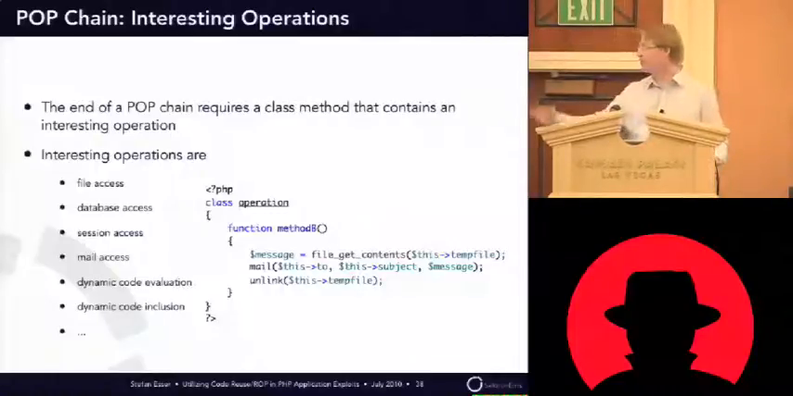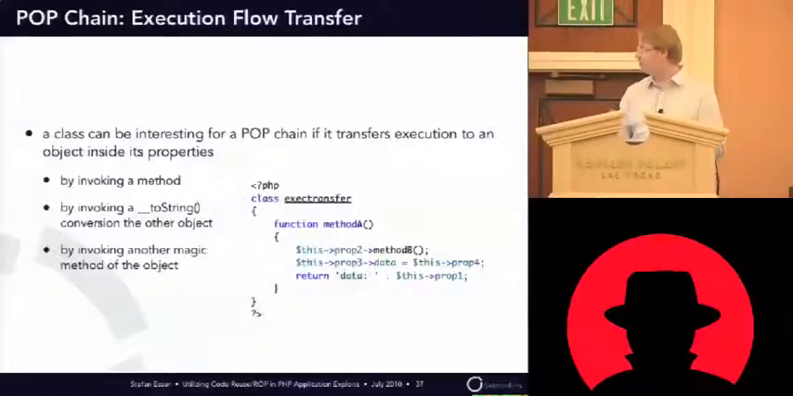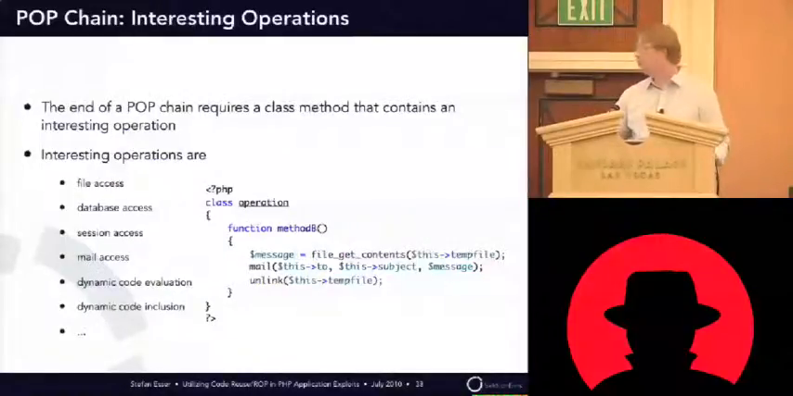And you see this is implemented in the method B, so you would have to combine it with the previously found code flow transfer object that called the method B of property 2. And because you also have control over property 2, you can just tell property 2 to be an object of type operation.